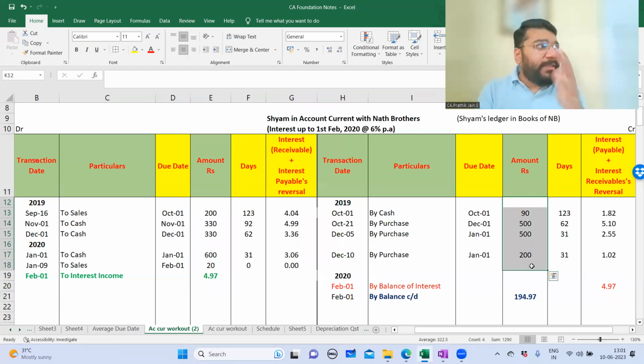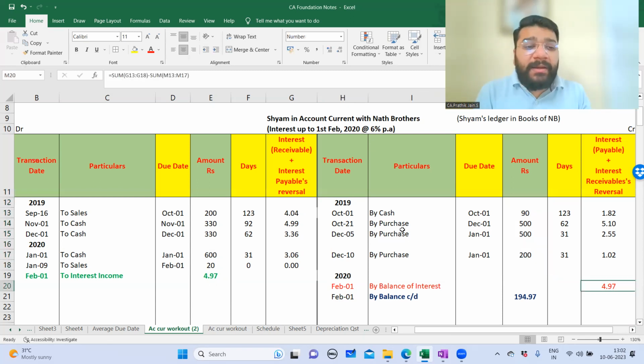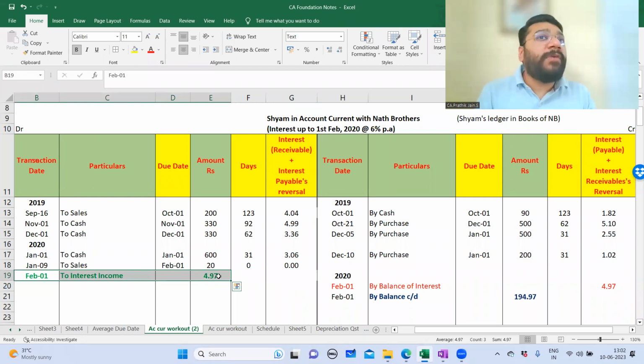So now guys, everything is done. Step 1 is what? Prepare that format. Calculate what is my interest and leave it. Second step is you have to balance the interest like 4.97. So the first step which I've done in black, the second step I've done in red. And that 4.97 interest you recorded here as Feb 1. Now the last step is what? You have to balance Shyam's ledger.